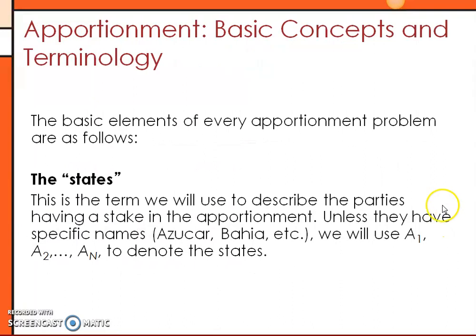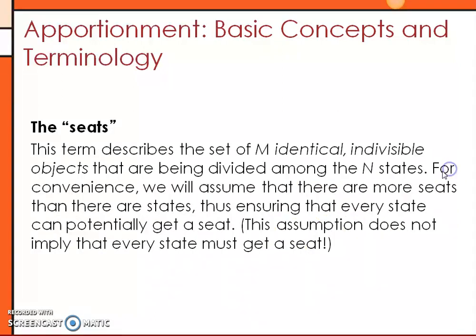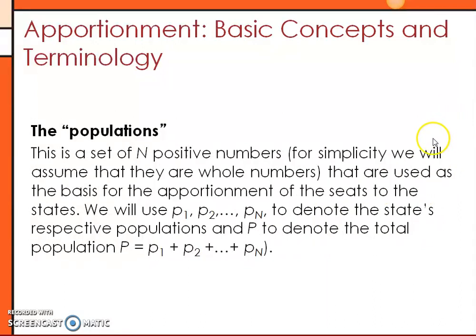And then just to wrap up, the things that are important are the states. They could be the kids getting the candy; whatever we're spreading something out to is the states. The seats are how many identical indivisible objects are being divided. They could be pieces of candy, they could be representatives. It's just how many things are getting spread out between everybody. And then the populations: for the kids, it was how many minutes of work they did. For those states or galaxies we just had, it was their literal populations.